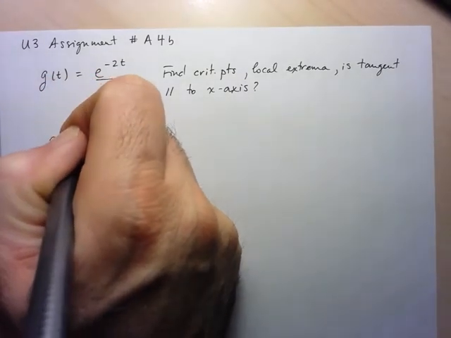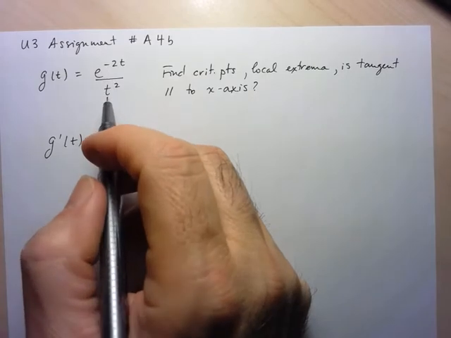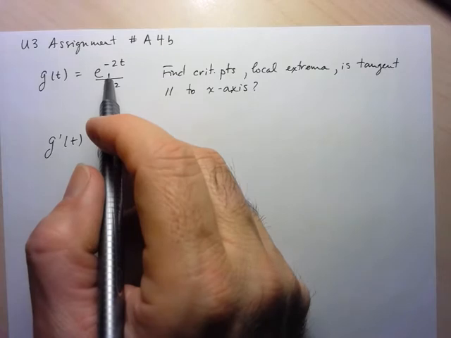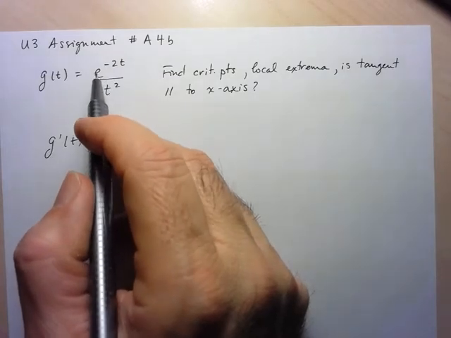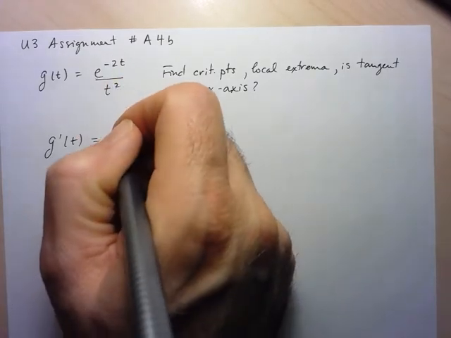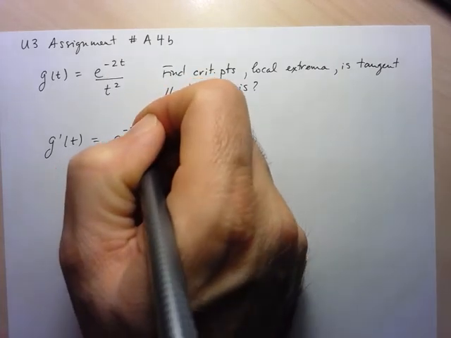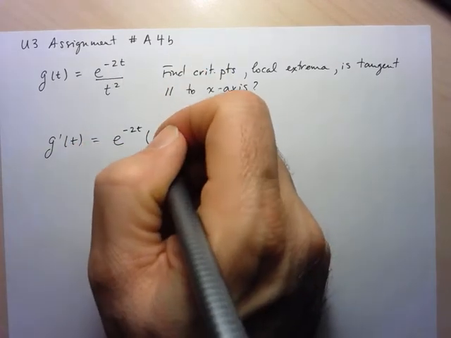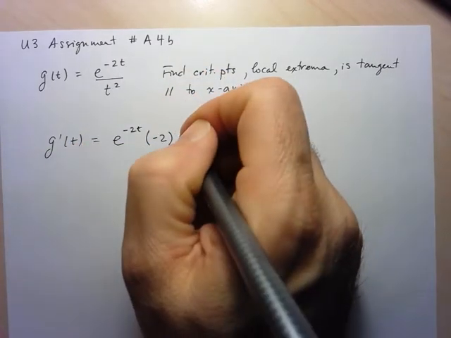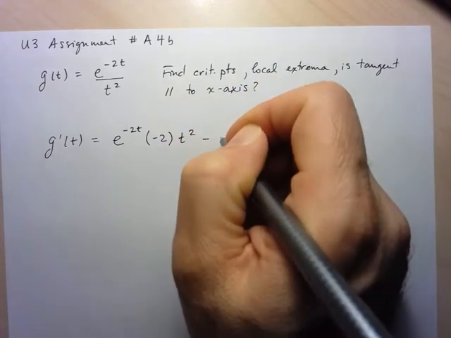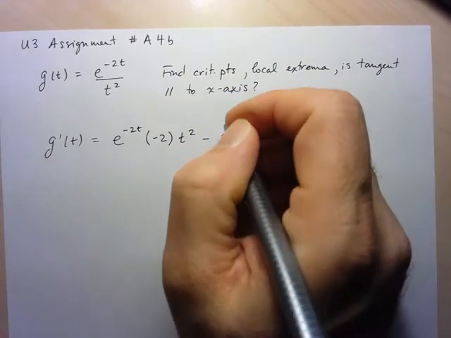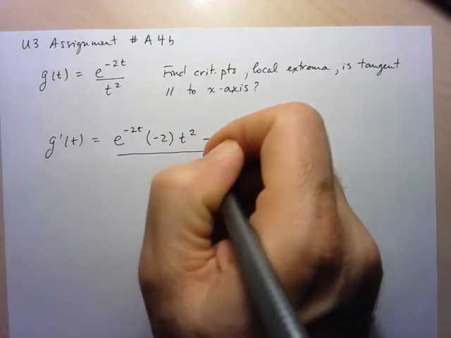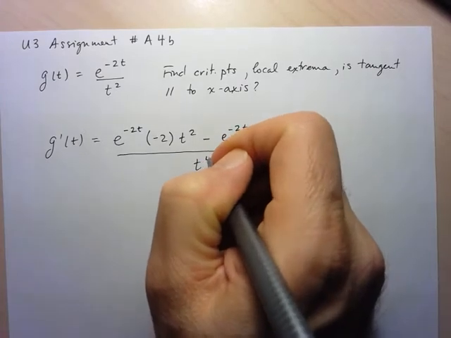So g prime at t is equal to, so here I'll have to use the quotient rule. So let's start with the derivative of the numerator. So again, that's going to need the chain rule. So e to the u is just equal to e to the u in terms of the derivative. So e to the negative 2t. And then, of course, I have to take the derivative of negative 2t, which is just negative 2. Okay. Then times the denominator function minus the numerator function times the derivative of the denominator function, which is just 2t, all over the square of the denominator function, so t to the 4.